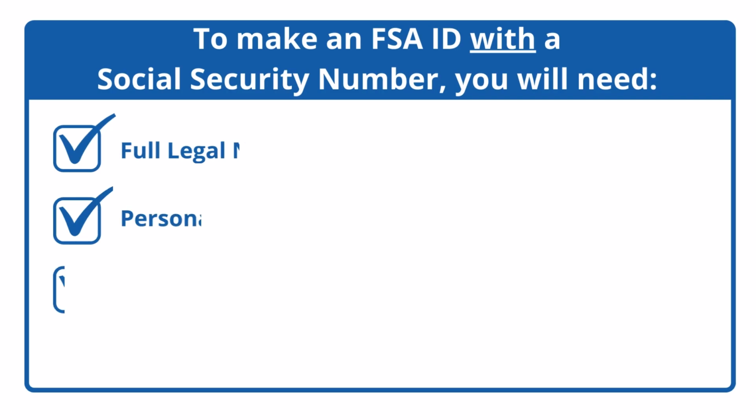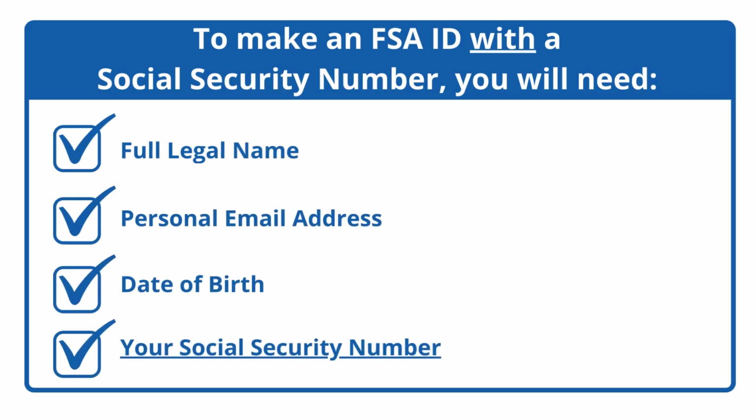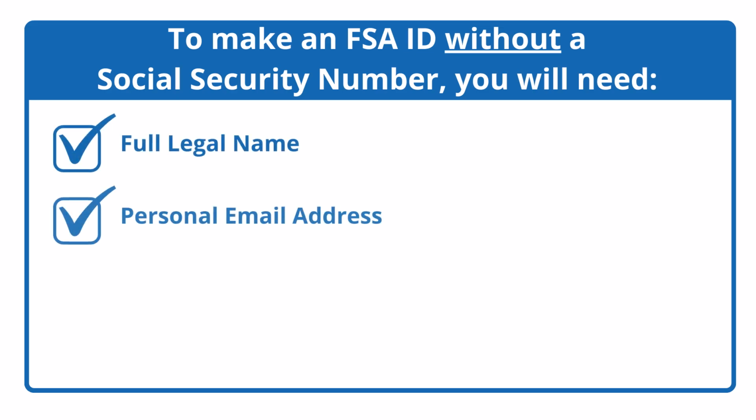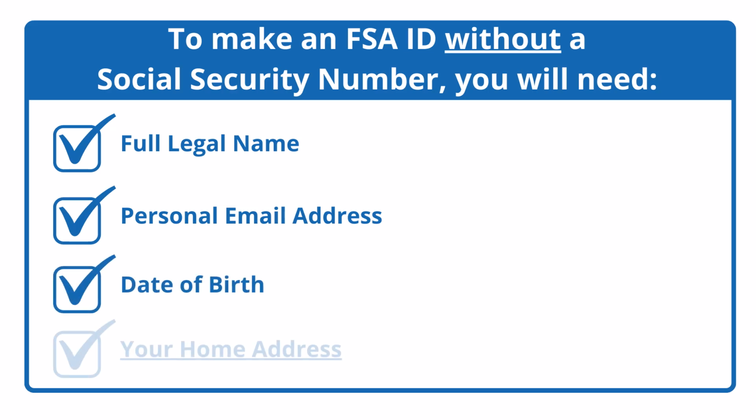To create an FSA ID, you will need your full legal name, personal email address, and date of birth. If you have a social security number, you will need it as well. If you are a parent without a social security number or a student from a freely associated state, you will also be required to create an FSA ID. This process will require your legal name, personal email address, date of birth, and home address.